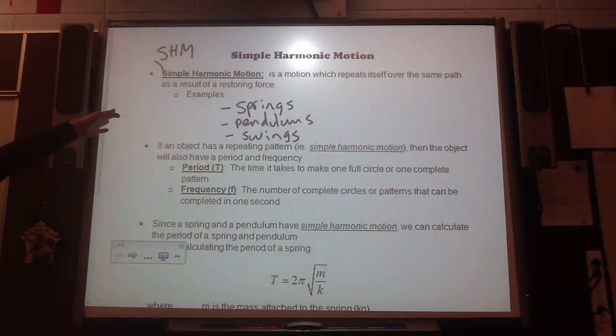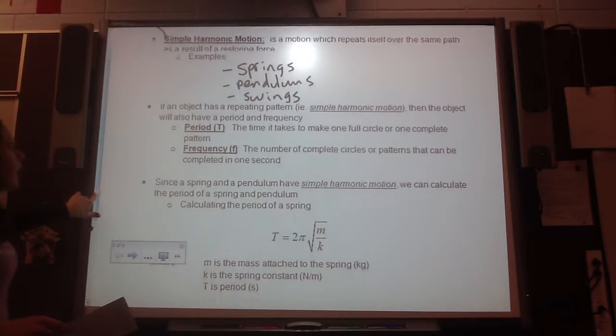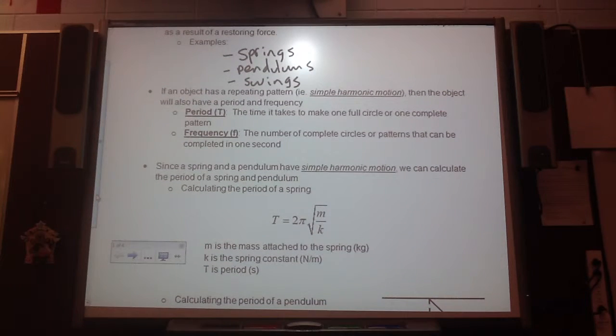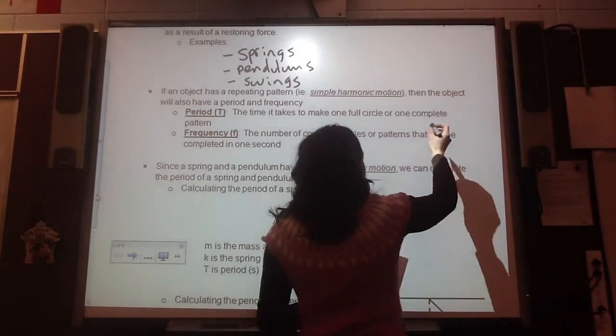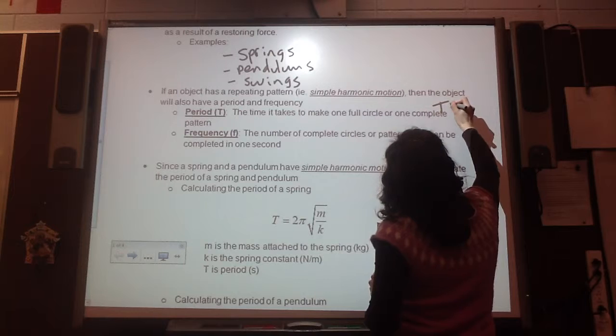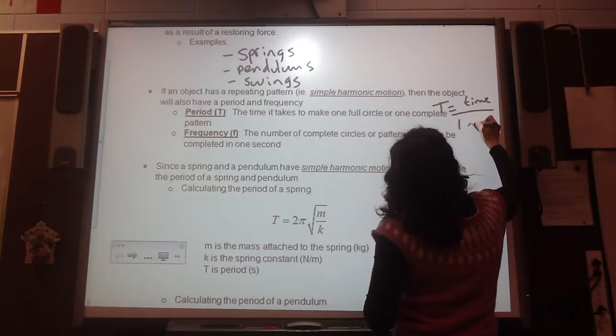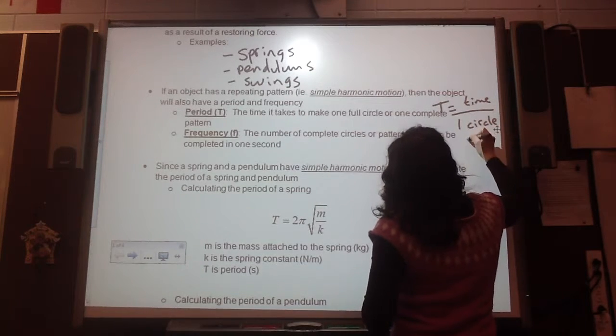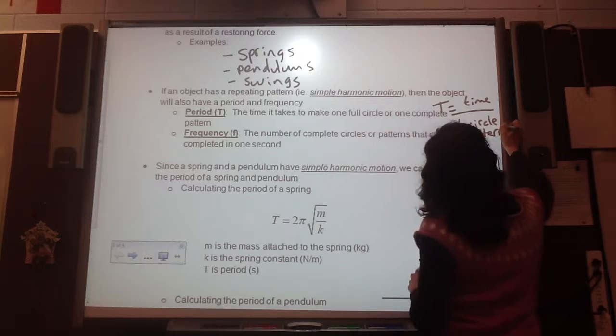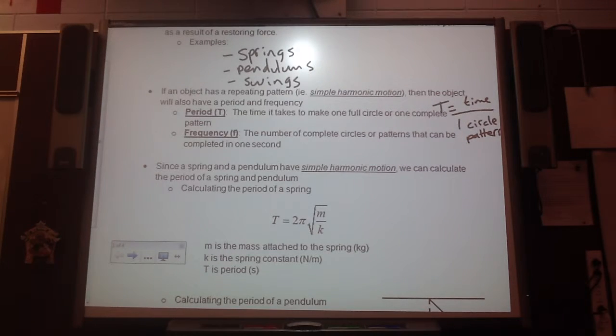So when I say SHM, I mean simple harmonic motion. If an object has a repeating pattern, then the object will also have period and frequency. So let's remember what period and frequency are. So period is T, the time it takes to make one full circle or one complete pattern. So let's abbreviate this as T is equal to time over one circle or pattern.